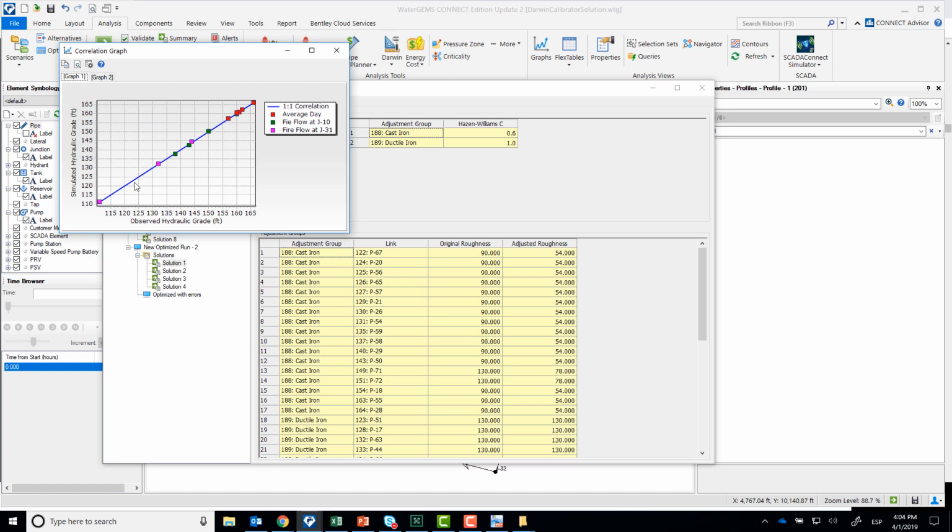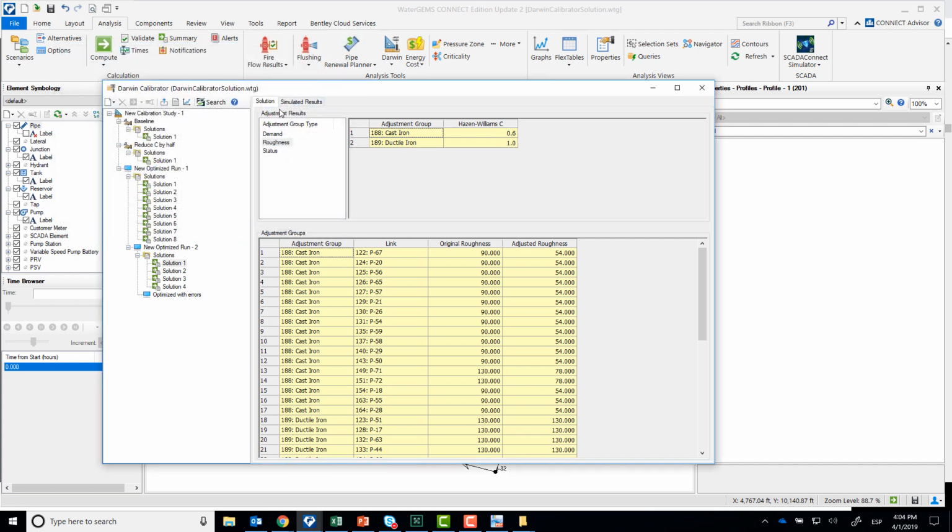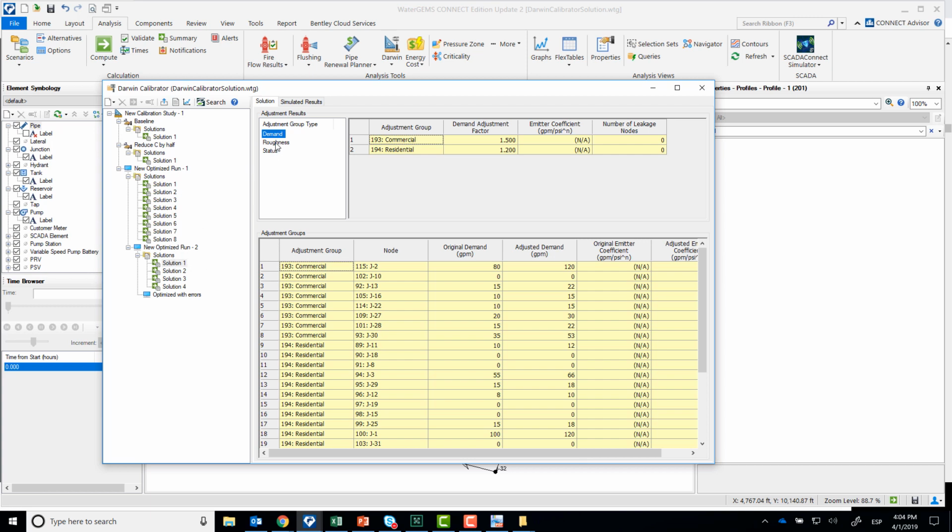Pretty good. Well, this one is really not that far off. It's a little farther than we like to see it, but on that line. So we're going to say that that seems good, but let's see what it ended up doing. So solution number 1 modified all the commercial demands, increasing them by a factor of 1.5. So if it was originally 80, now it's 120. If it was 15, now it's 22. Seems reasonable, right? And the residential also increased a little bit, by 1.2.